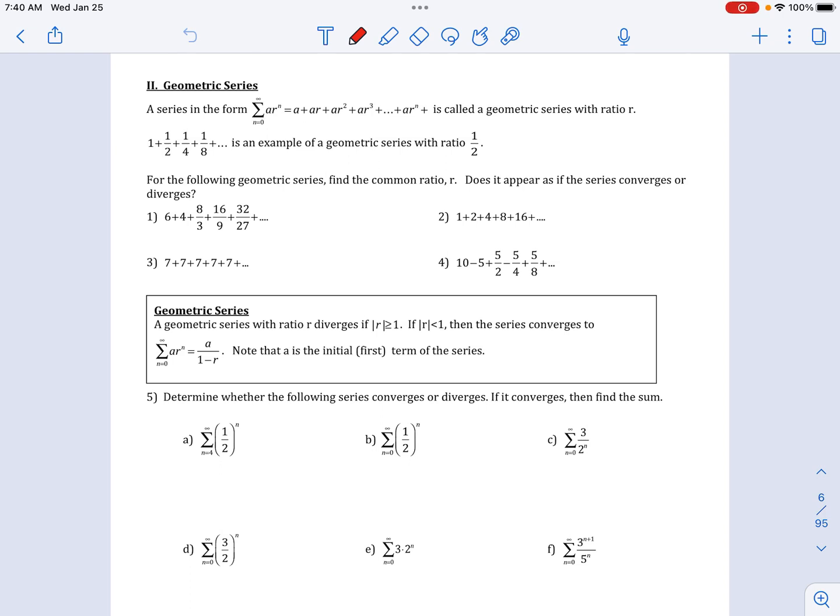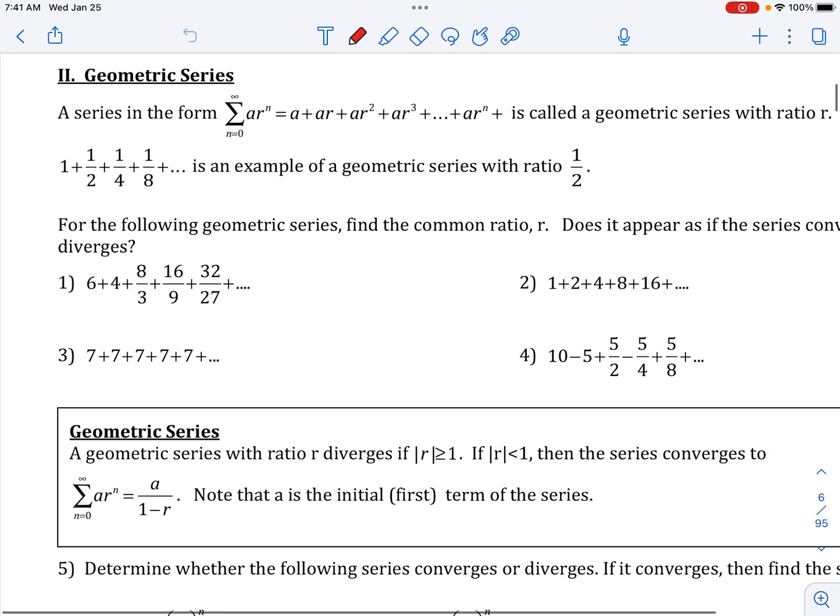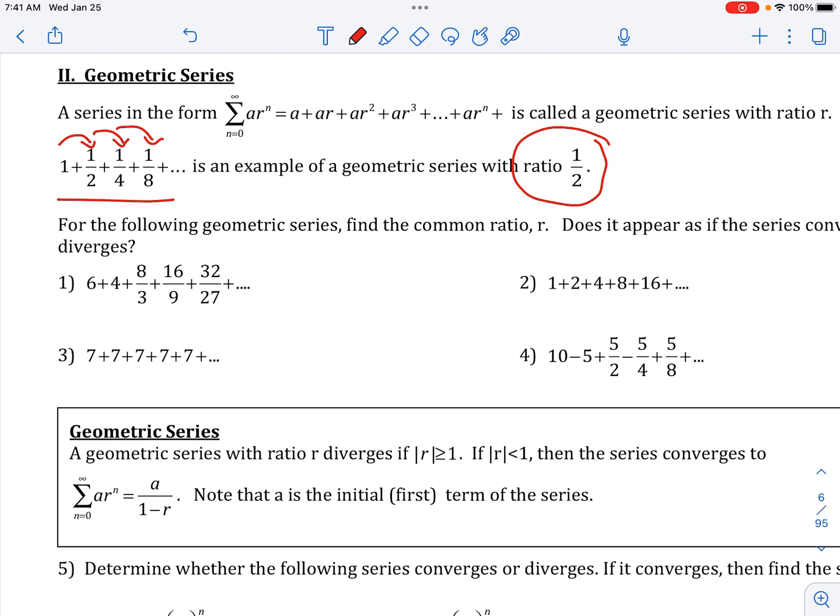One special type of series that we're interested in is what is called a geometric series. A geometric series is where you start with a number, and to get from one number to the next number, you're multiplying by the same number every single time. So this is an example of a geometric series right here, 1 plus 1/2 plus 1/4 plus 1/8. Notice to get from the previous number to the next number, you're multiplying by 1/2 every single time. That number that you multiply by every single time is called your common ratio, which in this case would be 1/2.